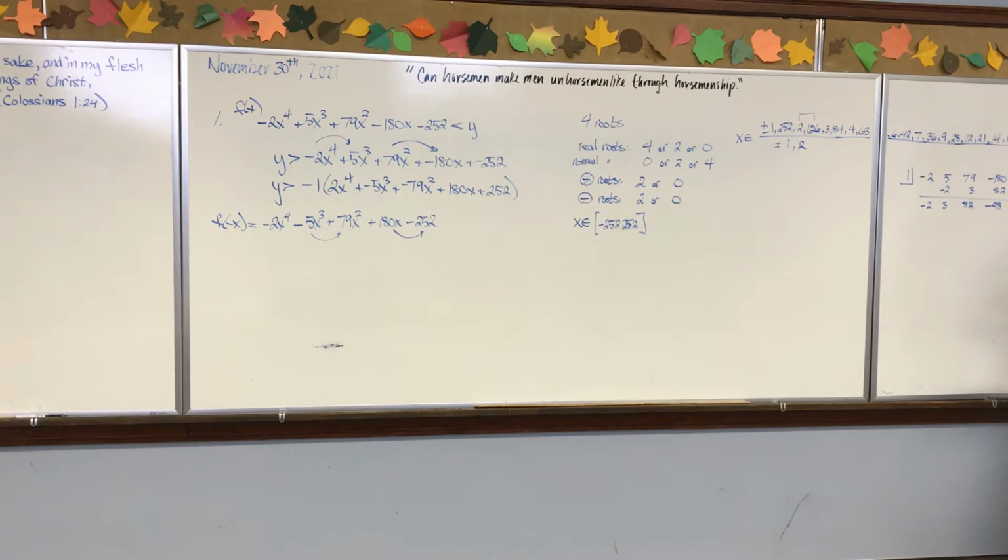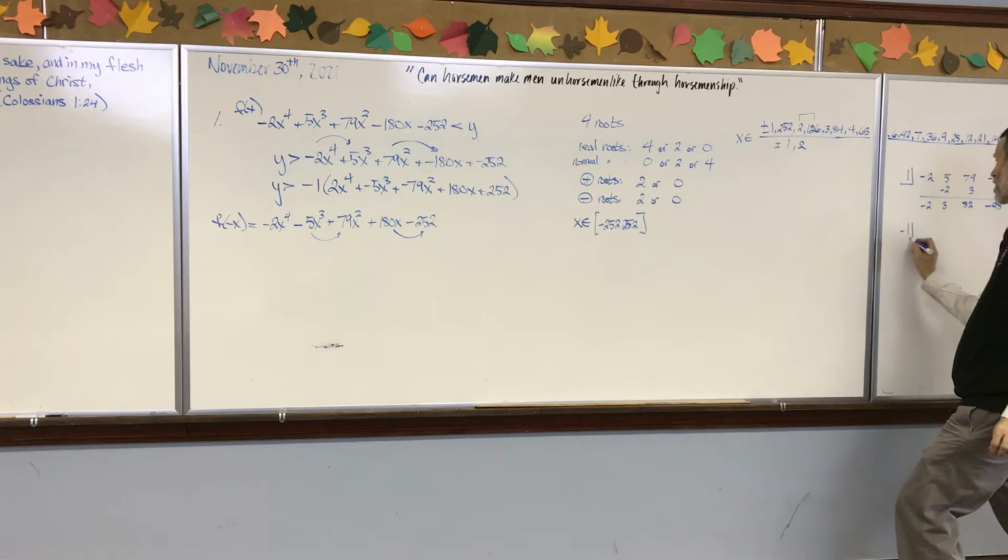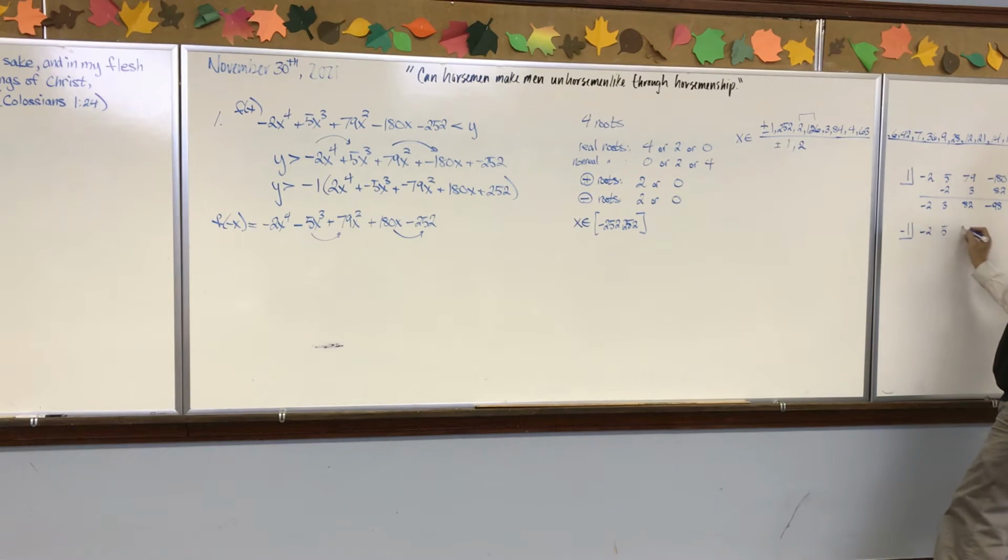Go. -1. That'd be my logical guess. So -2, 5, 79, -180, -252.